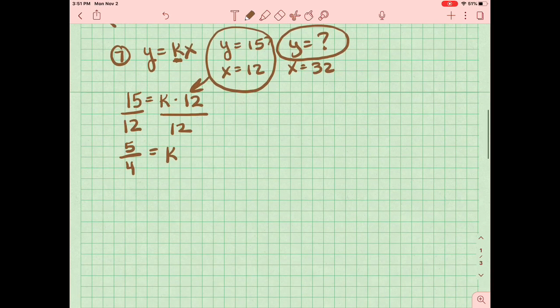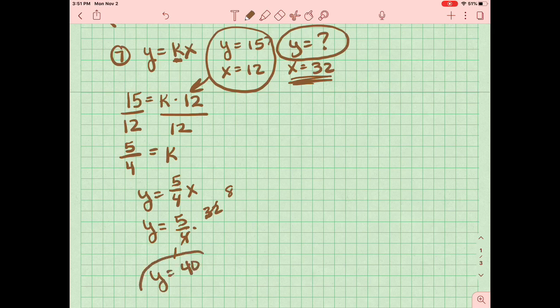I could rewrite my equation now to be y equals 5/4 x. And then, since I want to know what y is when x equals 32, I'm just going to plug it in. y equals 5/4 times 32. Feel free to use your calculator. y equals 40.